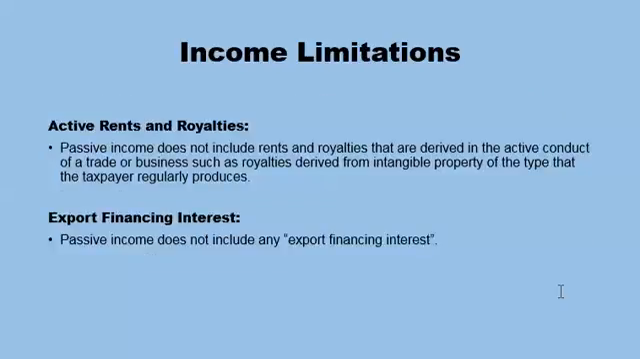Active rents and royalties. Passive income does not include rents and royalties that are derived in the active conduct of a trade or business, such as royalties derived from intangible property of the type that the taxpayer regularly produces. Export financing interest. Passive income does not include any export financing interest.